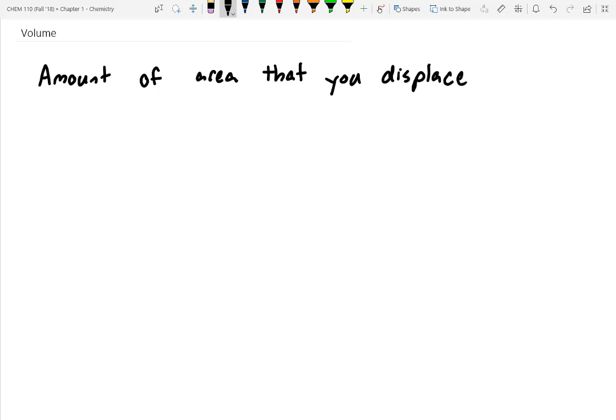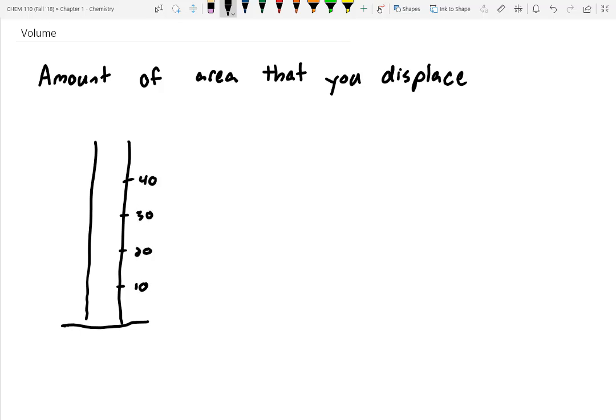So commonly what you do in a lab setting is, let's say you've got this big hollow tube. This is called a graduated cylinder. You'll have these in lab. And what it might have is a bunch of marks on it going all the way up. So maybe this is 10, 20, 30, 40. And let's say your liquid's at about 20 milliliters in here.